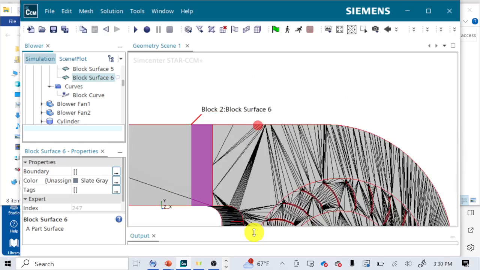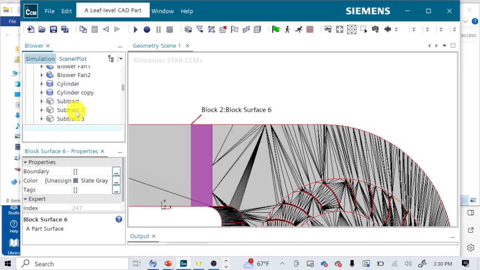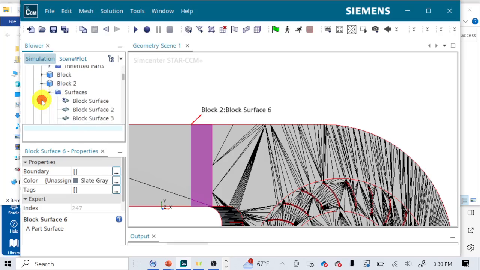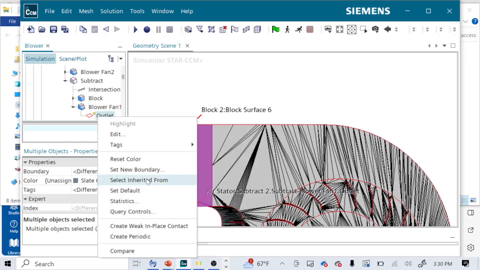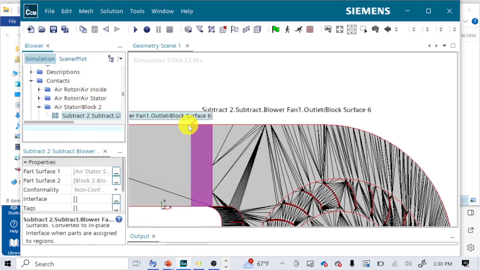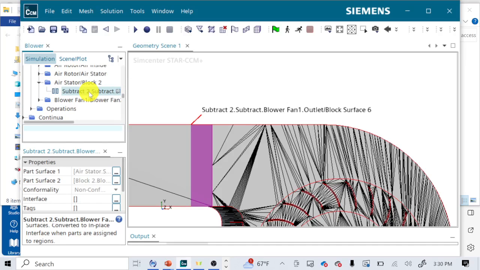It's a little bit hard to see. Let me zoom in some more. You see the highlighted face? So this is the face that's touching the fan. So we need to make a contact between this and the fan outlet. We know that is part of the air in the stator region, so we can select the two surfaces and create weak in-place contact. It's not ideal, but it definitely is important here.